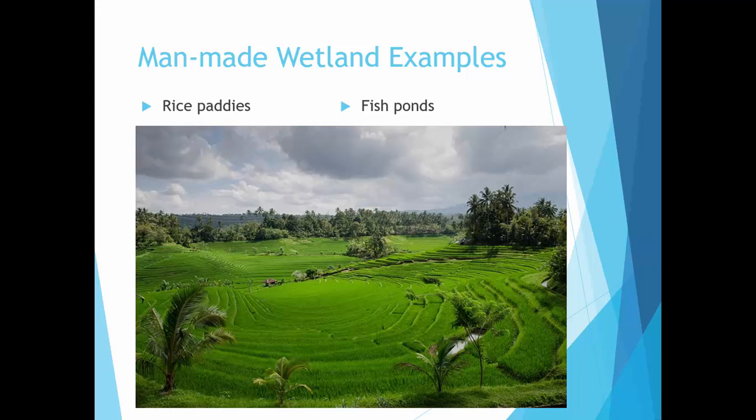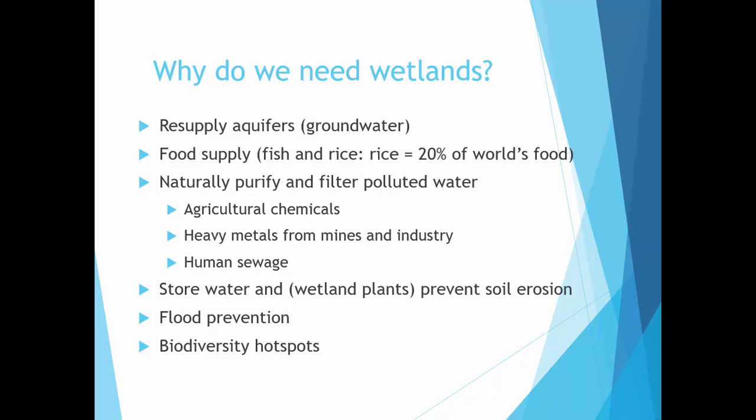Okay, and then of course there are many man-made wetlands, and over time we are creating more man-made wetlands as we replace natural wetlands. These include rice paddies and fish ponds, and there's others, such as ponds that you might see in neighborhoods where they're trying to create a wetland for surface water drainage to go to. And so man-made wetlands are very important for agriculture and for feeding people.